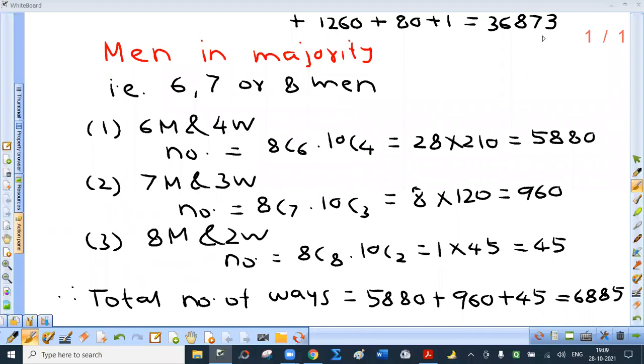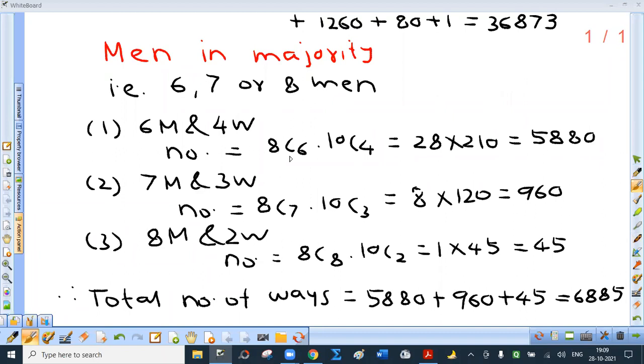Now second part, they say that men should be in majority. Now 10 persons are to be chosen. So you may say majority means 6, 7, 8, 9 or 10. Yes, but number of men is 8. Maximum number is 8. That is why only 3 cases. Now when 6 men are selected, committee is not complete. So 6 men and 4 women.